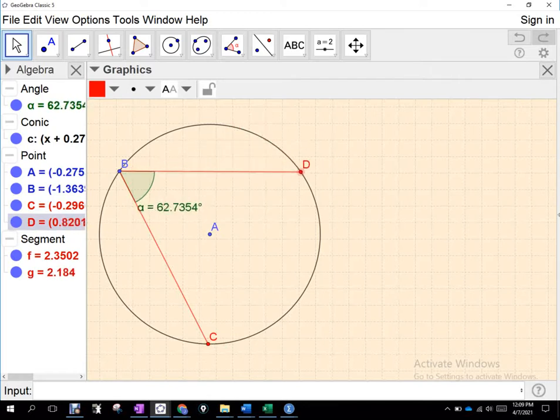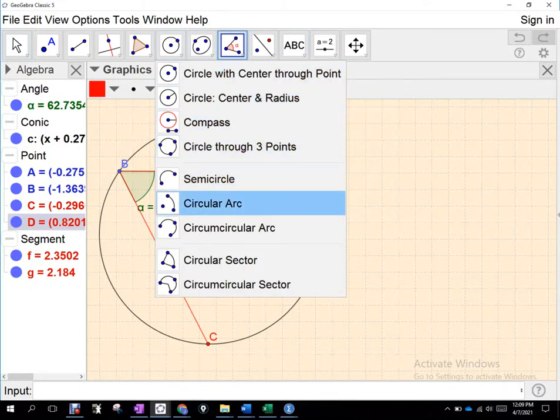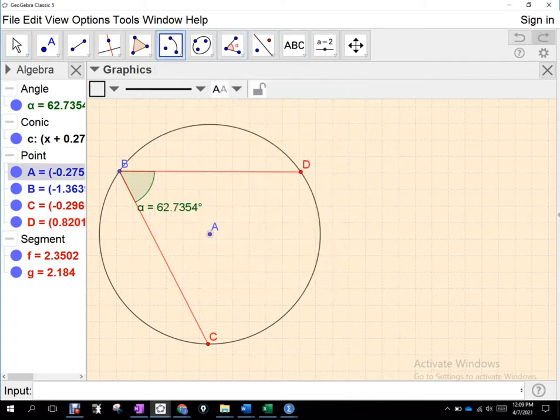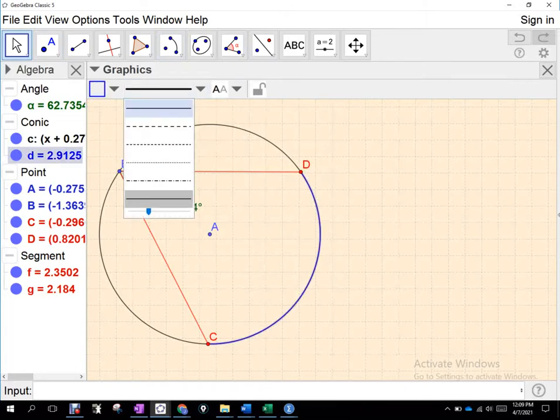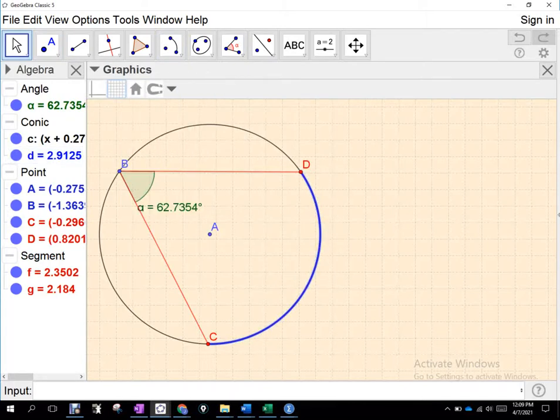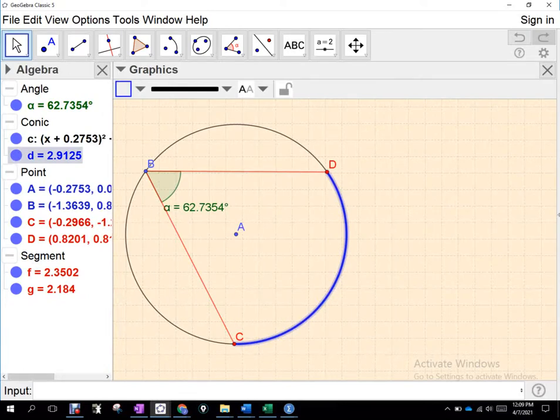Do you guys remember, the way that GeoGebra is programmed here, I can ask it to find an arc distance. So let's see if we can do that. I can go from there to there, and that shows me that blue arc. You see right here, it gives me the number 2.9125. That is the distance from C to D. Is everybody okay with that?